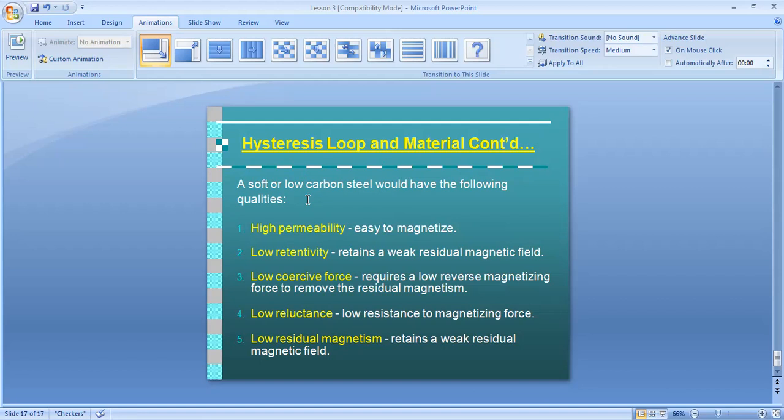What is the use of reverse magnetizing force or coercive force? The coercive force means the force or the current required to remove the magnetic field. Generally, we are using reverse current. If you use the same current, then the magnetic field will not reduce, it will increase. That's why we are just changing the polarity, or we can say we are using the reverse magnetizing force. Then low reluctance means less resistance to the magnetic field, and low residual magnetism means it retains a weak residual magnetic field. So please remember, all these properties are very important.